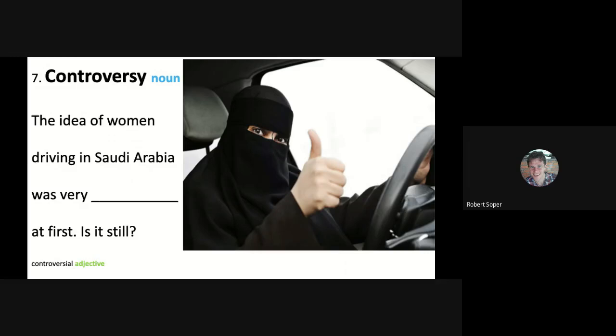The correct word here is controversial. The idea of a woman driving in Saudi Arabia was very controversial at first. It caused a lot of debate. It caused some disagreements. Some people didn't want it to happen. Some other people did want it to happen. And because it caused that debate, it was controversial.